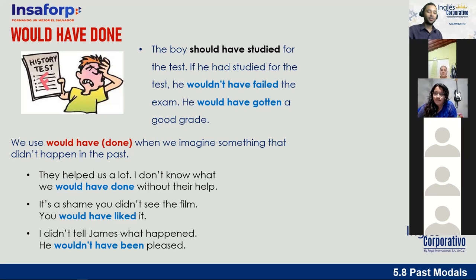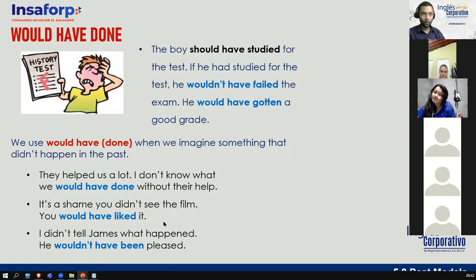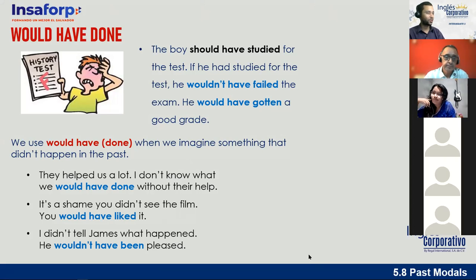So that's the thing. You use would have and a verb in past participle when you imagine something that didn't happen in the past. Before we continue, do you have any questions about the grammar here? No, teacher. No questions. Okay. Then there are a couple exercises that we need to solve.